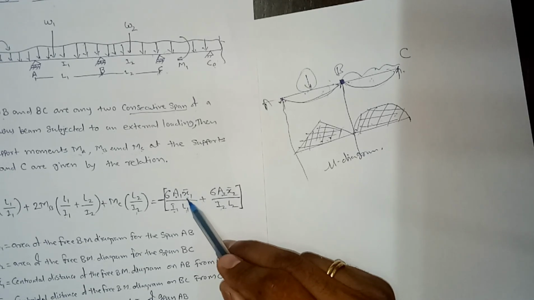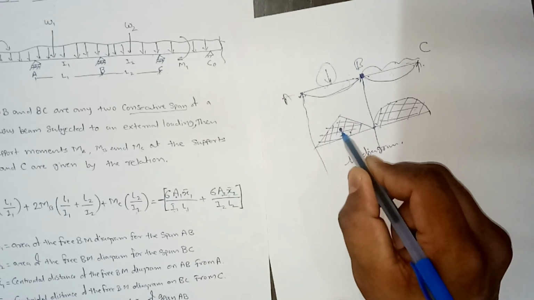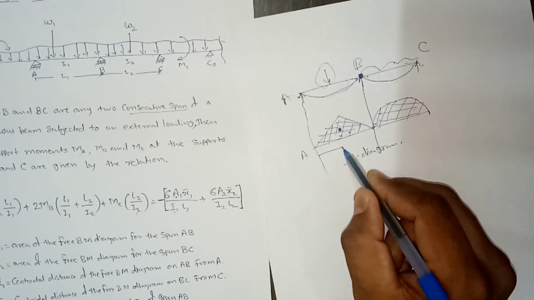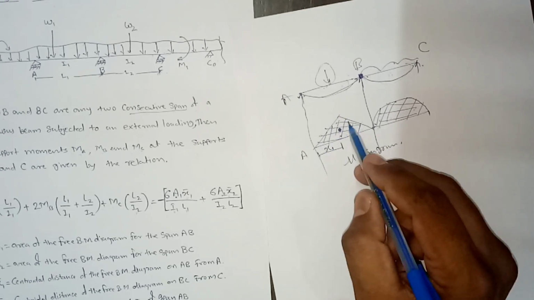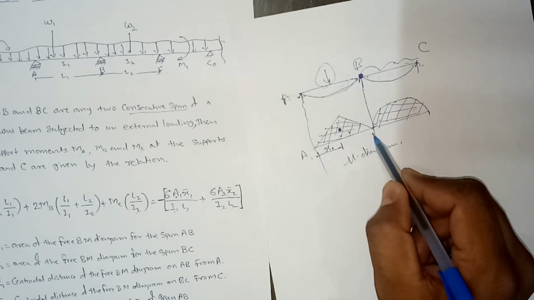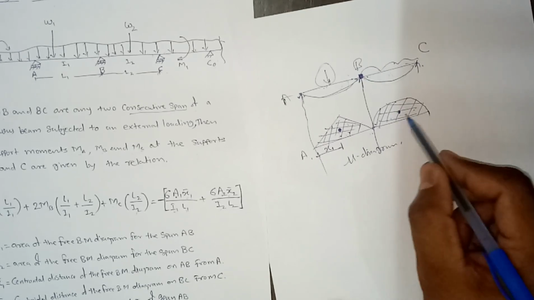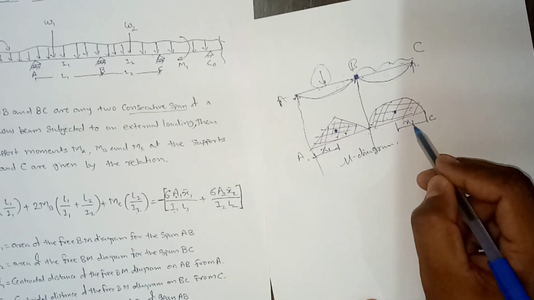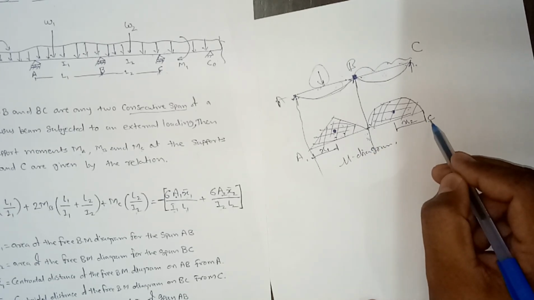Now the very important point is x1 bar and x2 bar. What is x1 bar? It is the centroidal distance of the first released bending moment diagram from support A. So you must measure it from the left support. For the first span, or left span, you should measure this centroidal distance only from support A. You should not measure it from B. Similarly, x2 bar is the centroidal distance of the second bending moment diagram from support C. So this is x2 bar. You should not measure it from support B. You must measure this from support C, or the right support.